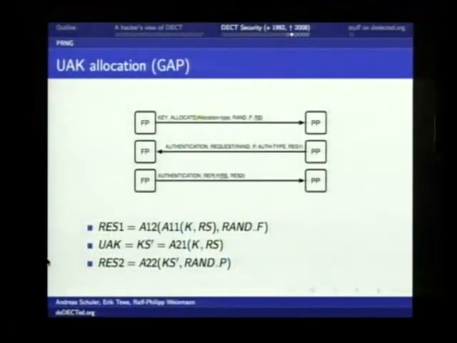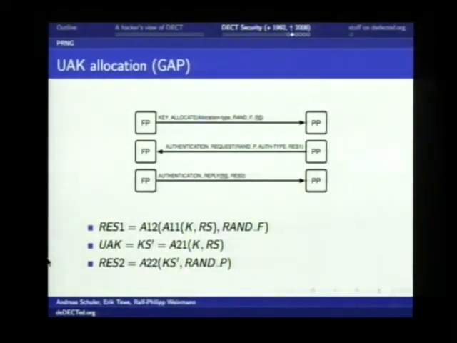So, here's the diagram again. You have this procedure because of GAP, the generic access profile, which makes all of the more recent DECT phones interoperable with each other. You have one step where the fixed part sends a message to the portable part and says, hey, I want to allocate a key. Here's a random number from me, RAND_F, and here's another random number, RS, from me.